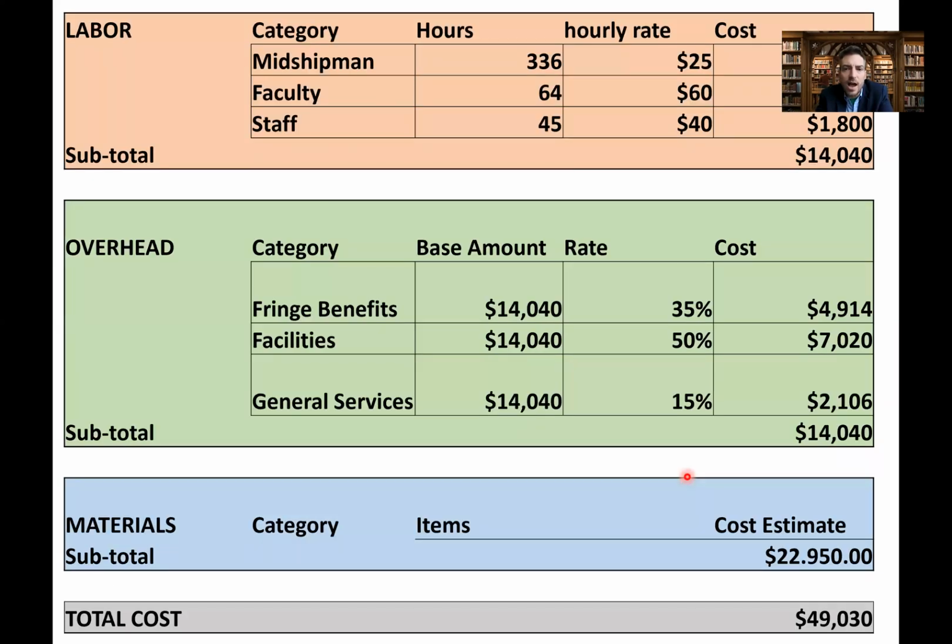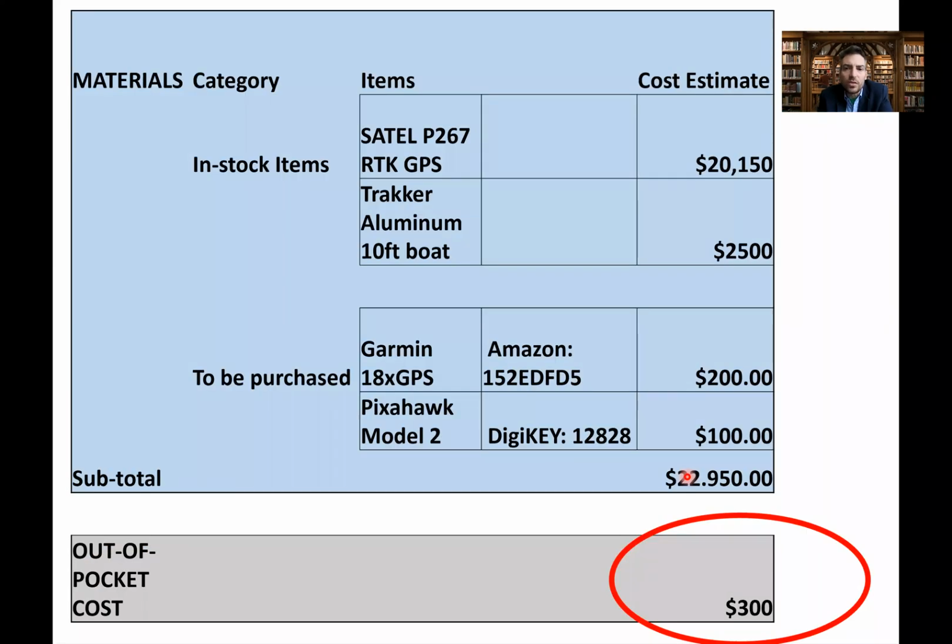Most of the budget is dominated by labor and overhead, but the materials item category is interesting. So let's take a look at that. The materials add up to about $23,000, but $22,700 of that is items that are already in stock. That is the John boat and the GPS system.